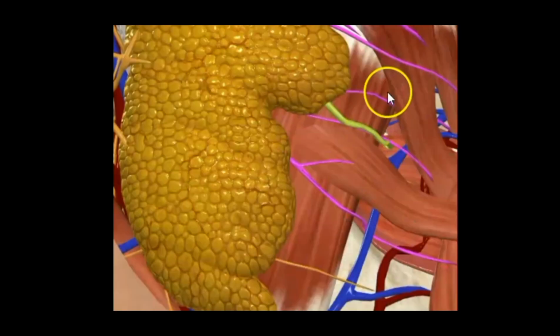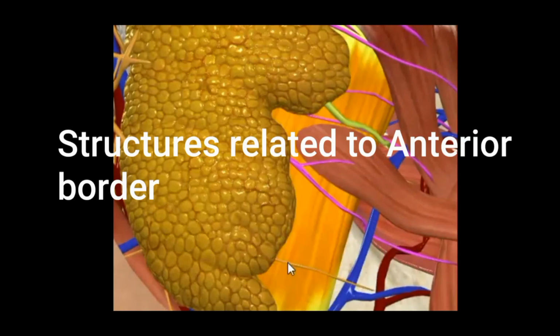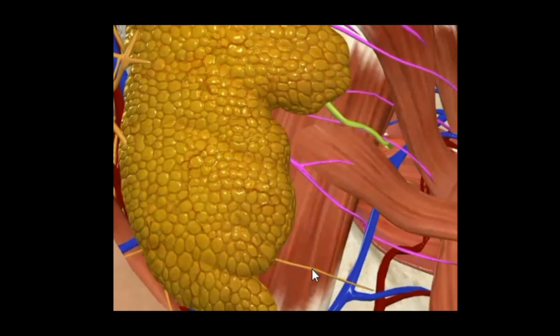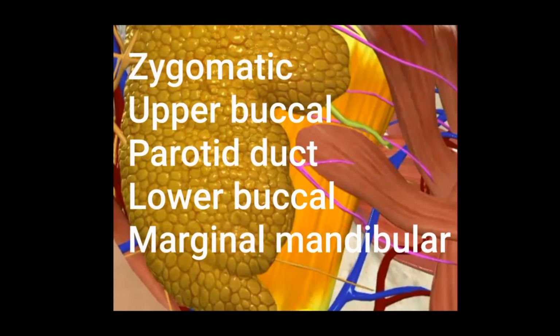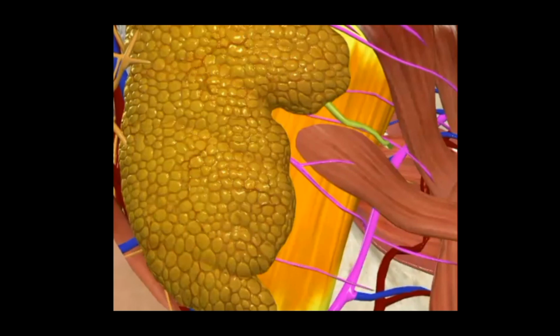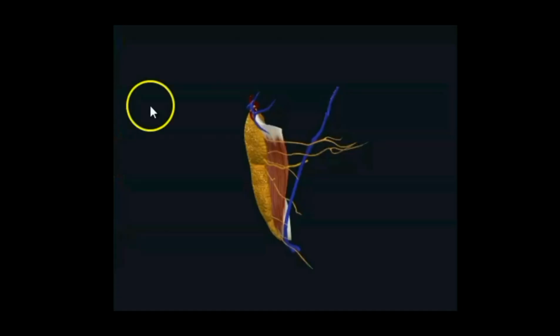Now coming to the structures related to the anterior border. Already have seen the parotid duct is coming from the anterior border. So anterior border is related or overlying this masseter muscle. But you can see the structures coming from the anterior border are zygomatic nerve, upper buccal nerve, parotid duct, lower buccal nerve and marginal mandibular. So zygomatic, upper buccal, lower buccal, marginal mandibular and cervical, they are terminal branches of facial nerve. Those structures are related there.